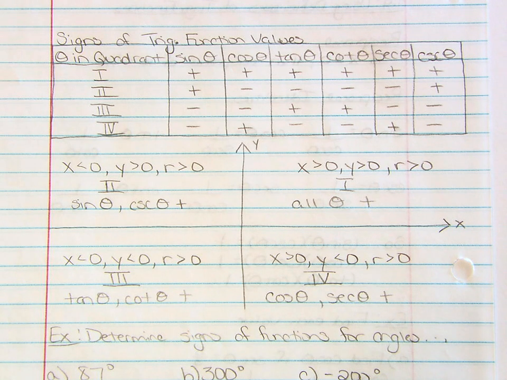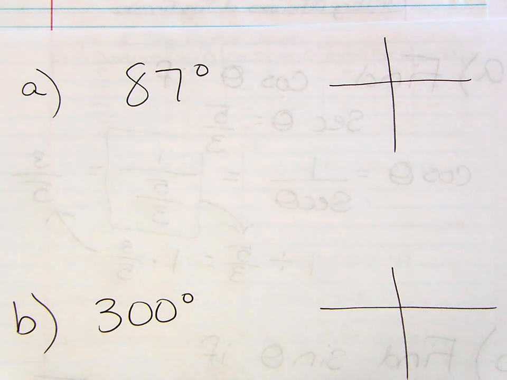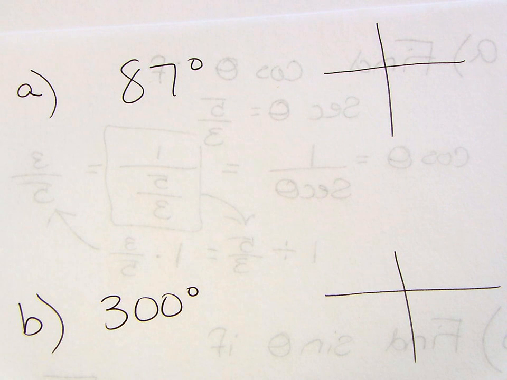Are we good to do a couple problems? Okay. These problems, even though there's no questions for you to look at, what it's asking is it gives you a theta. It gives you an angle of 87 degrees in this first one, and it's wanting to know what quadrant does that lie in, and then which of our trigonometric functions are positive for this given angle.